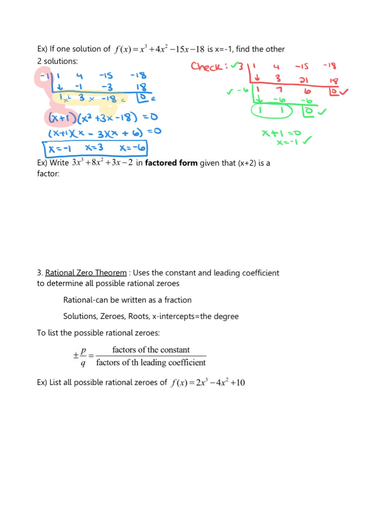All right, the next example, write 3x cubed plus 8x squared plus 3x minus 2 in factored form. So that means we want the sets of parentheses, given that x plus 2 is a factor. If x plus 2 is a factor, that means if I divide by negative 2, I should get a remainder of 0. So that's how we're going to start.